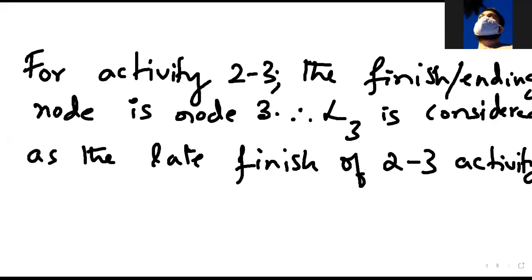So what about 5 to 6? What should be the ending node for the 5-6 activity? 6, sir. Node 6. So the late finish should be 25. That is L6. What about 4-6? Both are the same, sir. The nodes will be the same, so the late finish will be the same. Yes. Both activities have the same finishing node, so the late finish will be the same.